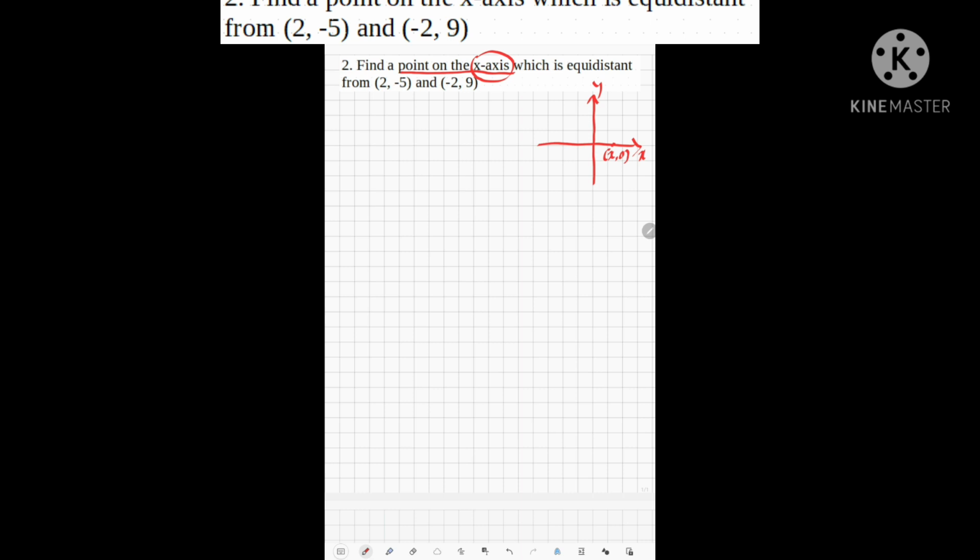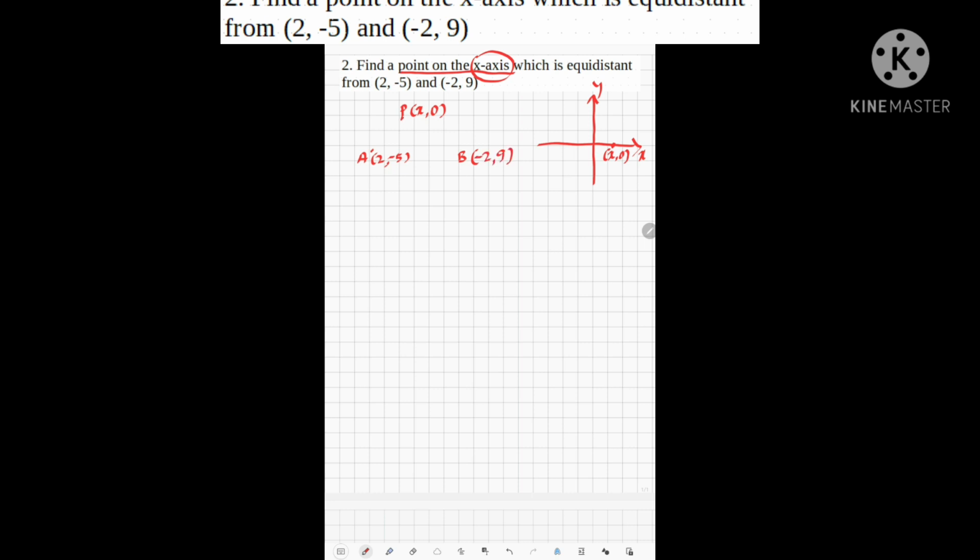Therefore we have to find the distance of (2, -5) and (-2, 9) from a point on the x-axis whose y coordinate is 0. But always remember, whenever you take a point on the x-axis, the y value is always 0. Let me find it. Take point P on the x-axis, (x, 0), point A (2, -5), point B (-2, 9).